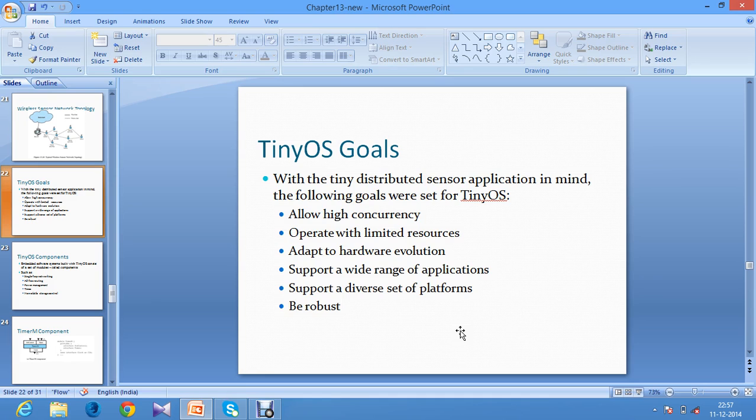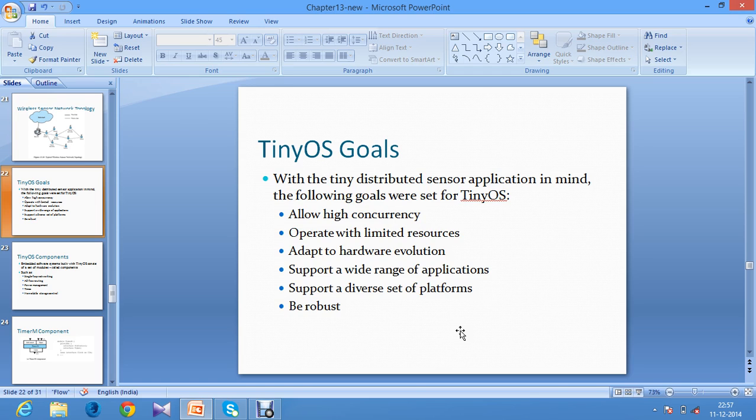The main goals of TinyOS. With distributed sensor applications in mind, the following goals were set for TinyOS. Allow high concurrency. In typical wireless sensor network applications, the devices are concurrency intensive. Several different flows of data must be kept moving simultaneously. And third one is, while sensor data is input in a steady stream, the processed result must be transmitted in a steady stream. Also, external control from remote sensors or base stations must be managed.